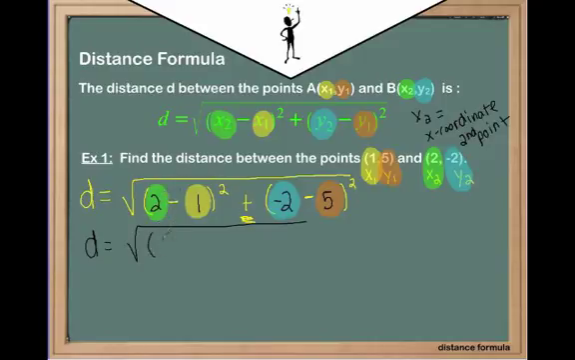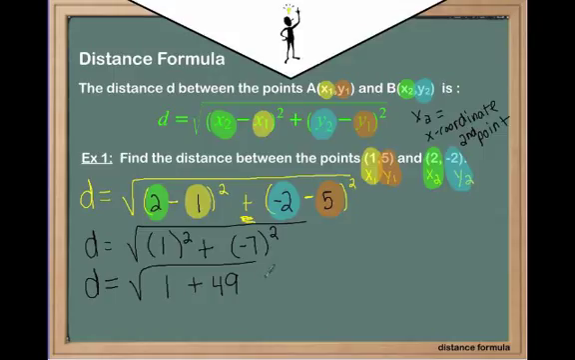2 minus 1 is 1. Negative 2 minus 5 is negative 7. You want to be careful with your addition and subtraction here. And I get 1 squared, which is 1, plus negative 7 squared, which is positive 49. Don't tell me negative 49, okay? Negative 7 times negative 7 is positive 49.